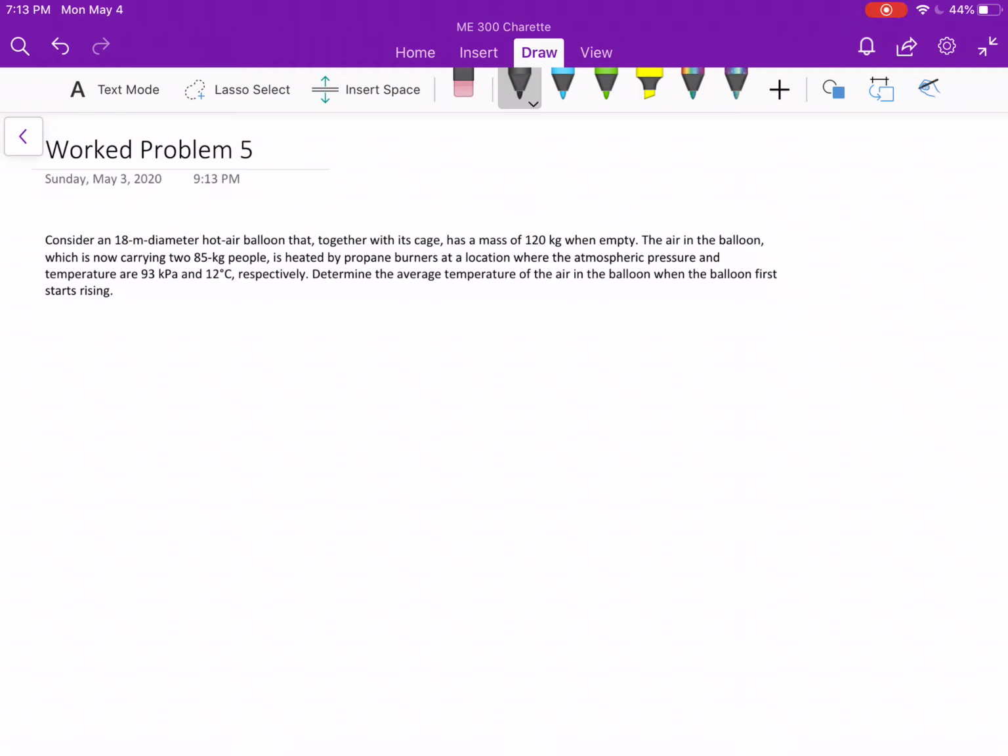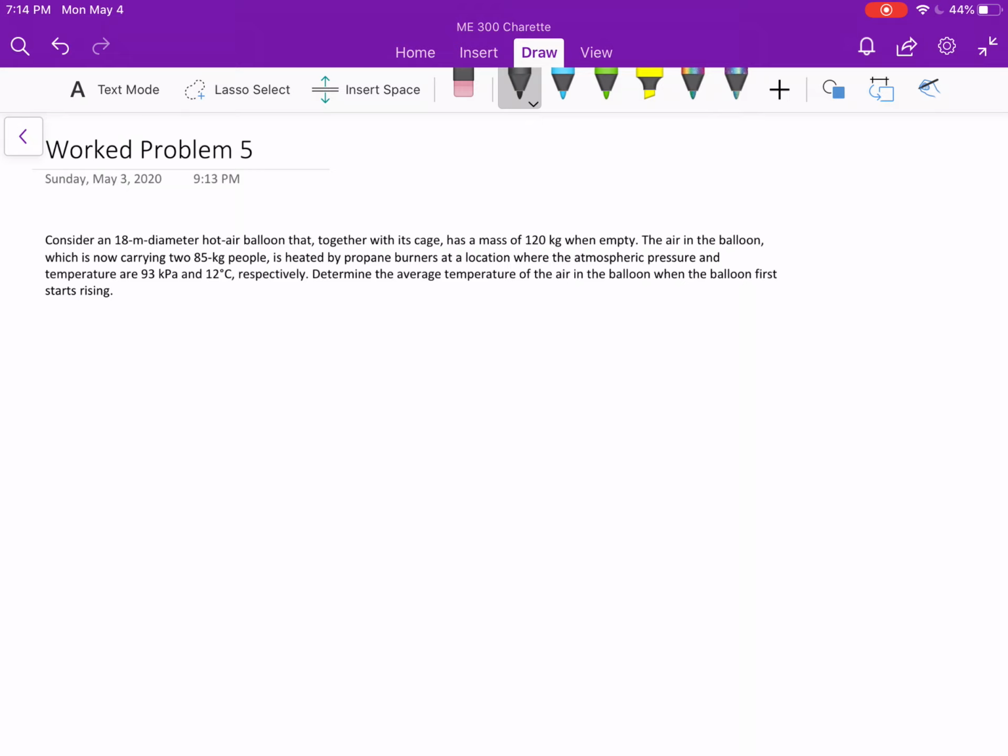This is worked problem number 5 for Thermo Chapter 2. Now consider an 18-meter diameter hot air balloon that, together with its cage, has a mass of 120 kilograms when empty. The air in the balloon, which is now carrying 285 kilograms of people, is heated by propane burners at a location where the atmospheric pressure and temperature are 93 kilopascals and 12 degrees Celsius respectively. Determine the average temperature of the air in the balloon when the balloon first starts rising.